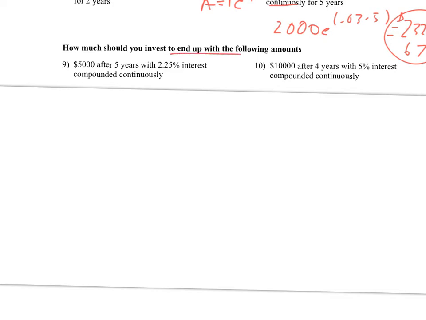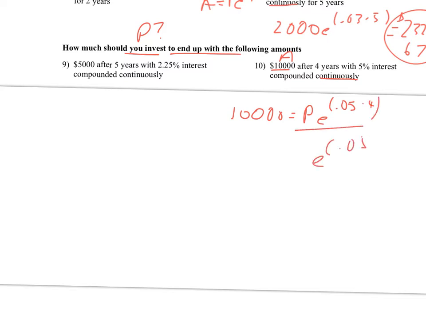All right, next up here it says how much should you invest if you want to end up with the following amount. So how much should you invest is really asking me about P here, so that means the given value is A. So if it's compounded continuously, I'm going to plug that in for A. I don't know P, but we're going to do e to the power of rt. And so I'm just going to divide both sides by e to the 0.05 times 4.